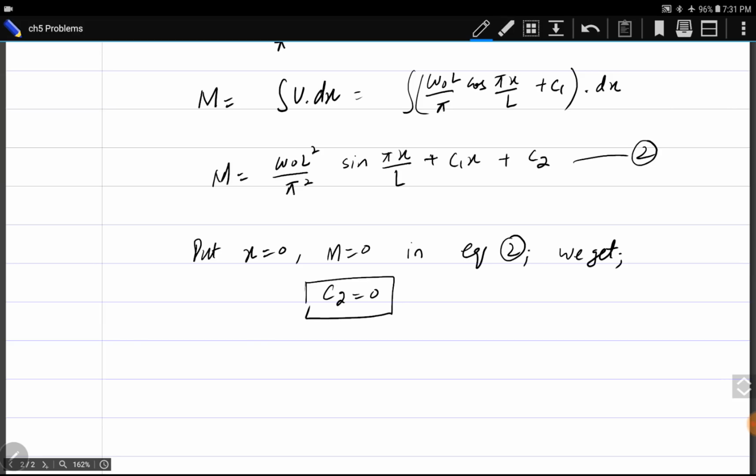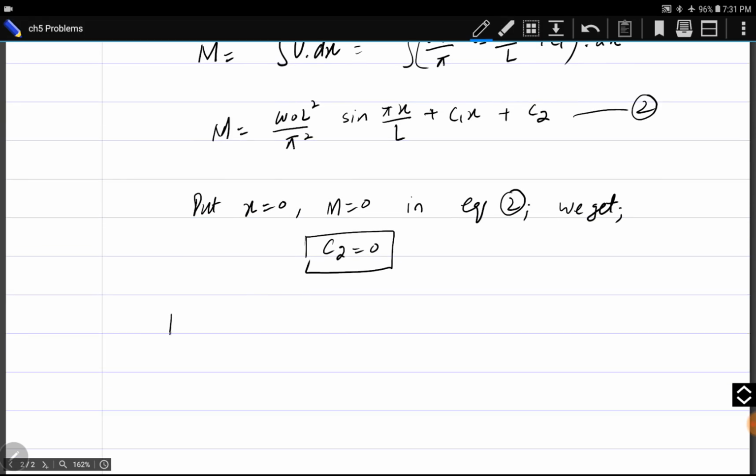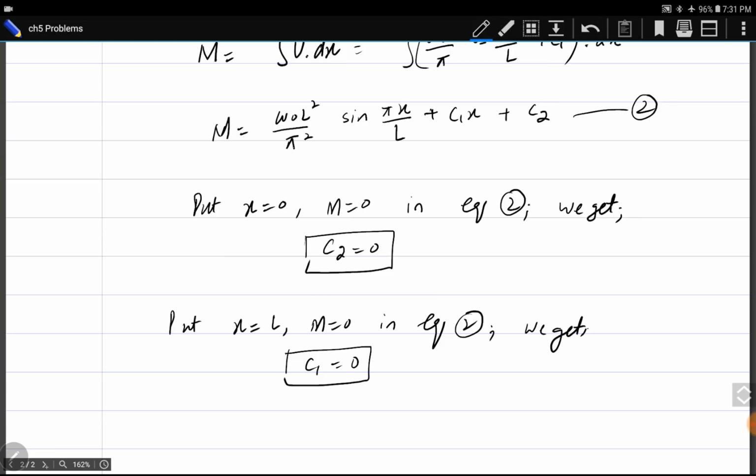Okay, then put x equal to L and m equal to 0 again in equation number 2, because m is for equation number 2, moment. We get C1 equal to 0. So we have received values of C1 and C2. In this case, they both are 0, so we have simplified equations. In some other cases, they may not be 0.